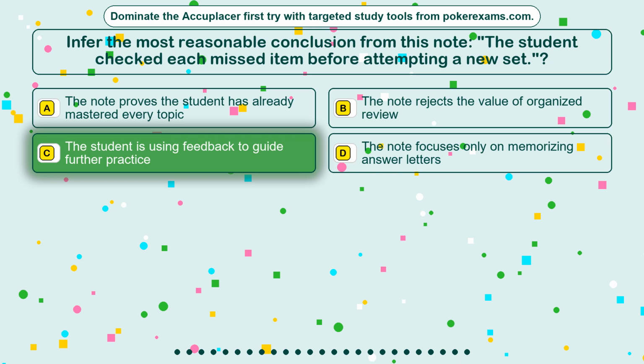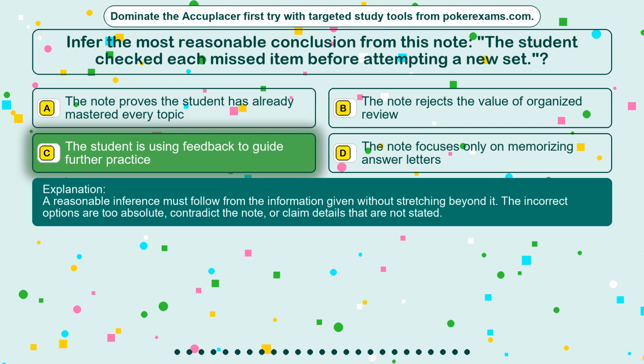The correct answer is option C. The student is using feedback to guide further practice. A reasonable inference must follow from the information given without stretching beyond it. The incorrect options are too absolute, contradict the note, or claim details that are not stated.